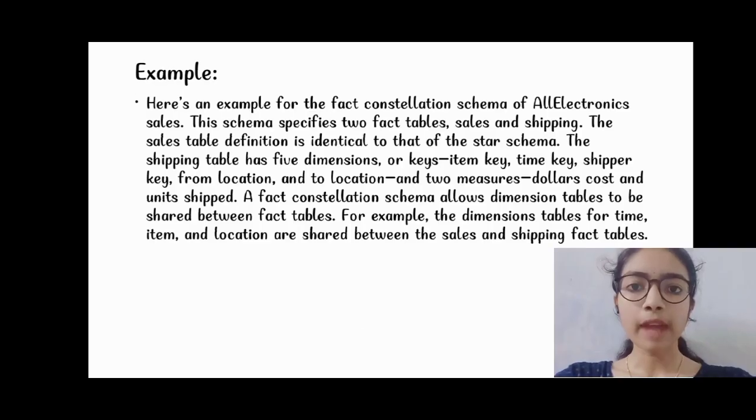Here's an example of the fact constellation schema for AllElectronics sales. This schema specifies two fact tables, sales and shipping. The sales table definition is identical to that of the star schema. The shipping table has five dimensions or keys, which are item key, time key, from location key, to location key, and shipper key, and two measures, which are dollars cost and units shipped. A fact constellation schema allows dimension tables to be shared between the fact tables. For example, the dimension tables for time, item, and location are shared between the sales and shipping fact tables.